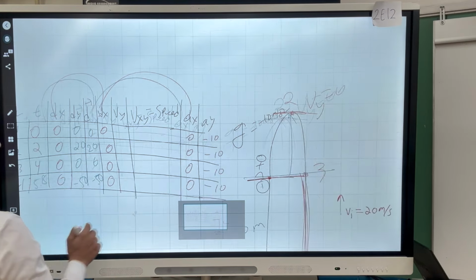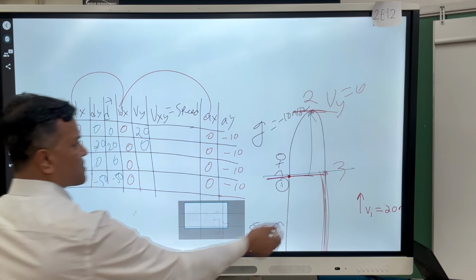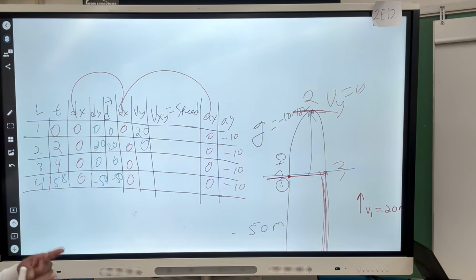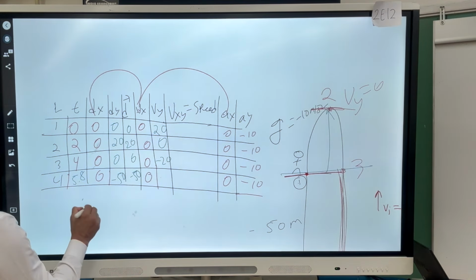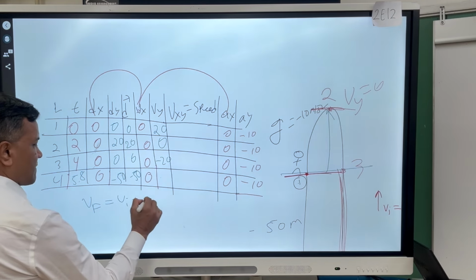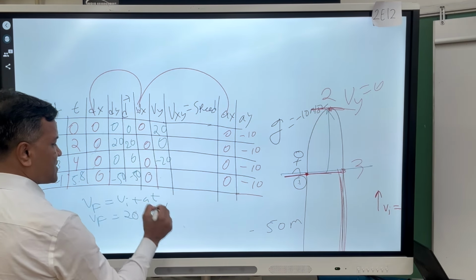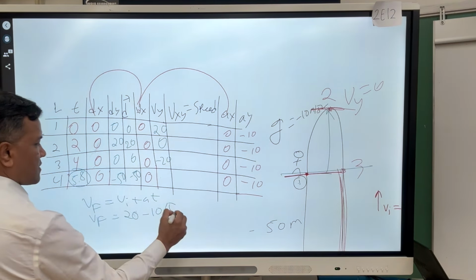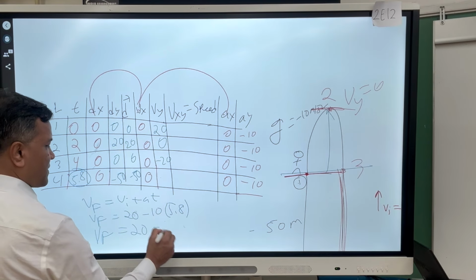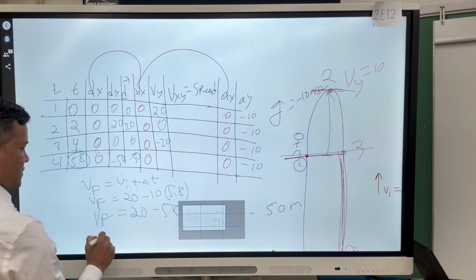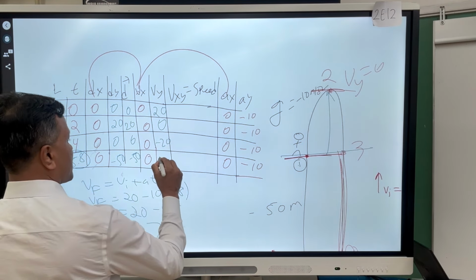Vy, let's find the Vy. Vy is 20 over here. 0 over here. Why is it 0? Because it's changing direction. Vy is negative 20 over here. We want to find the Vy over here. Vf is equal to Vi plus At. So Vf is equal to Vi, 20, minus 10 times T, T is 5.8. So Vf is equal to 20 minus 58. So Vf is equal to negative 38.